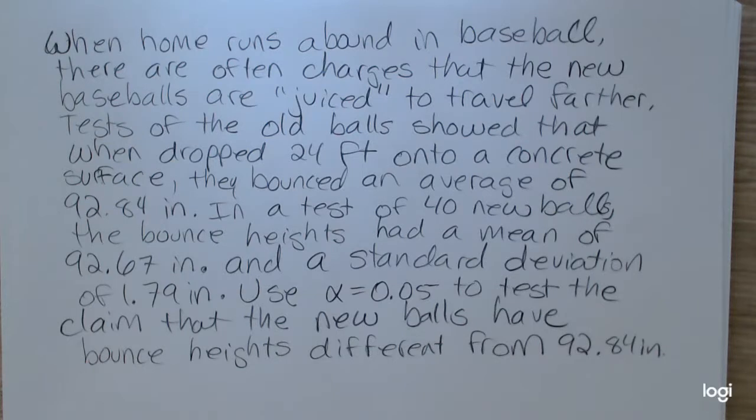Use a level of significance of 0.05 to test the claim that the new balls have a bounce height different from 92.84 inches. Phew, that was a mouthful. All right, this is a hypothesis test for the mean when sigma is unknown.